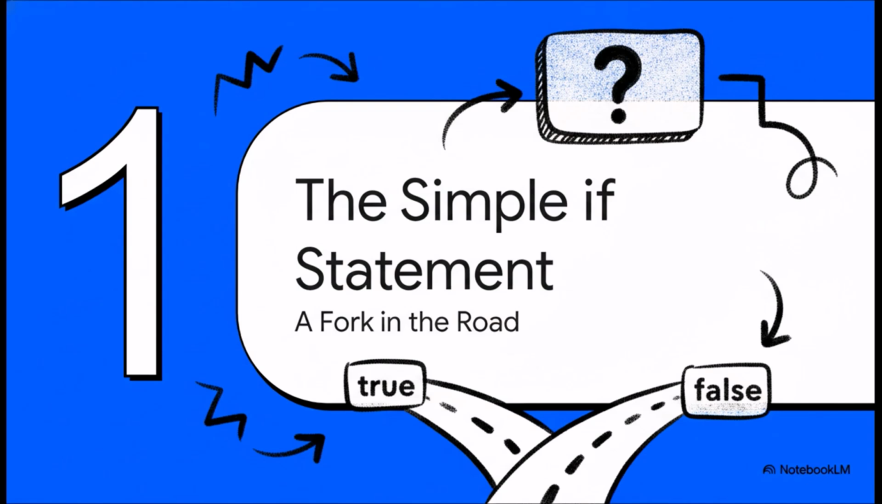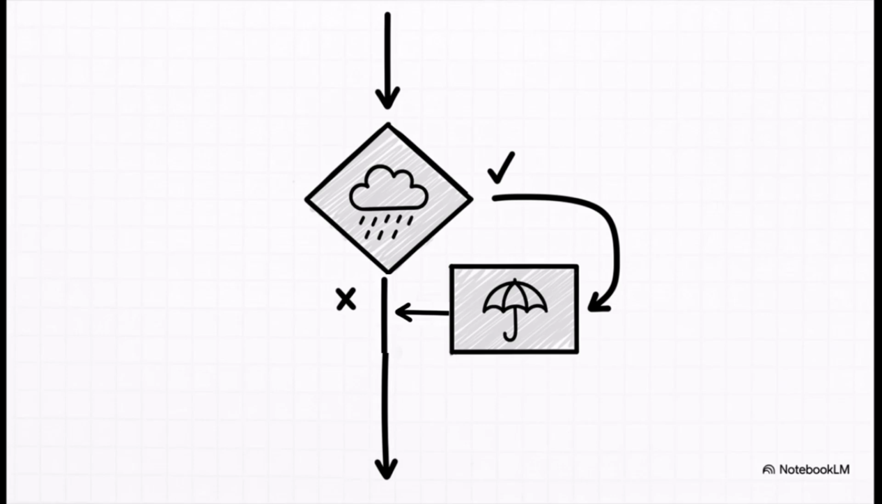Our very first tool, the most basic, fundamental one, is the if statement. This is how we create that very first fork in the road for our code. So, the logic here is super simple. The if statement just asks a basic yes or no question, or in programming terms, a true or false question. If the answer is true, it runs a specific chunk of code. But if it's false, it does absolutely nothing. It just skips that code and moves right along.